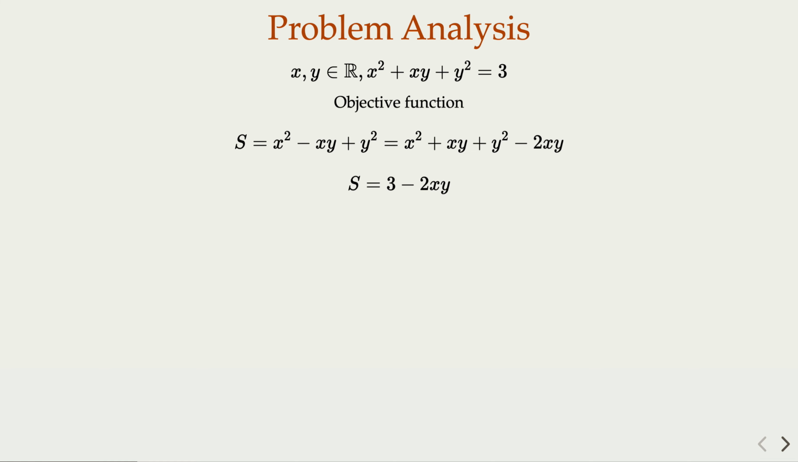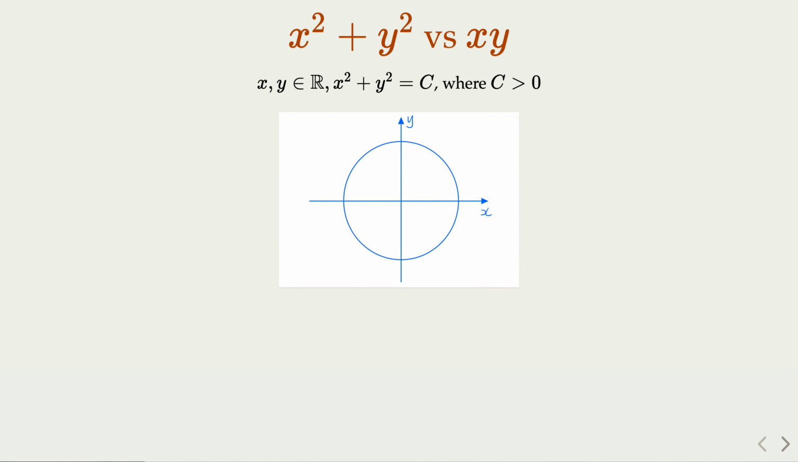In order to find the range of S, we need to find the range of xy. Here again, we're going to use the relationship between x squared plus y squared and xy. Imagine you have a fixed value for x squared plus y squared. In other words, the point (x, y) is going to be on a circle, where the constant c is going to be the radius squared, r squared. So if that is the case, what is the value for xy?